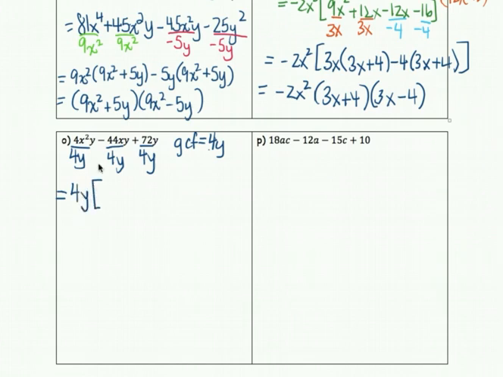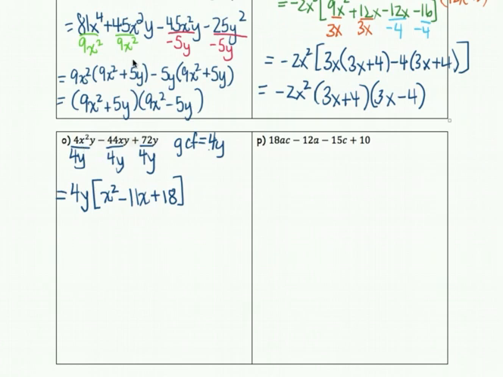I'm just going to put the rest of the stuff in square brackets right away. So 4 and 4 is gone, y and y is gone. That leaves an x squared. The next one is 44 divided by 4 is 11. The y's are gone, leaves an x. 72 divided by 4 is 18. And then the y is gone.